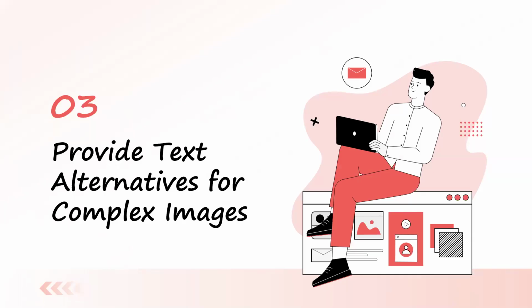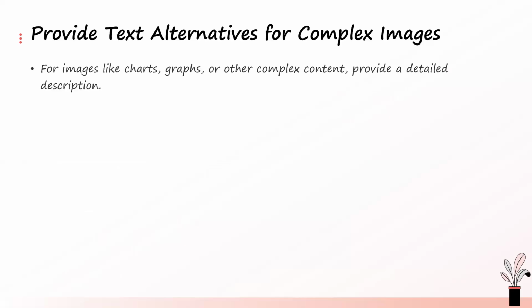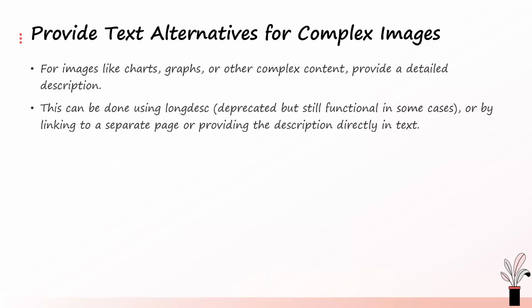Provide text alternatives for complex images. For images like charts, graphs, or other complex content, provide a detailed description for them. This can be done using longdesc, which is deprecated but still functional in some cases, or by linking to a separate page or providing the description directly in text. We are also going to see how we can use these ARIA attributes to do this. You could have an image that is very complex, and you can have its description somewhere else. So you can link the image to its description.